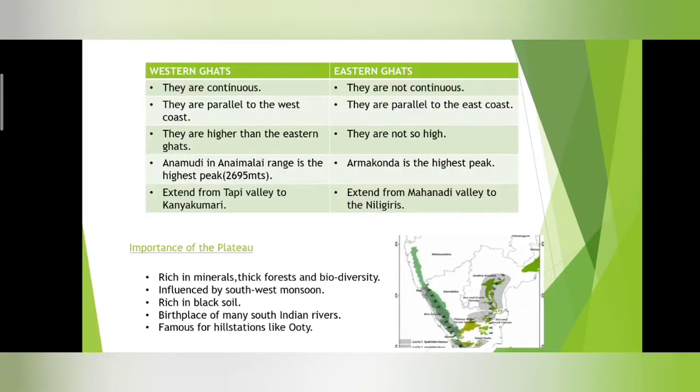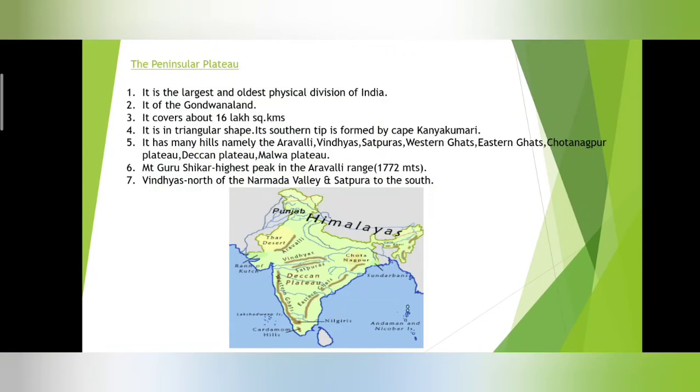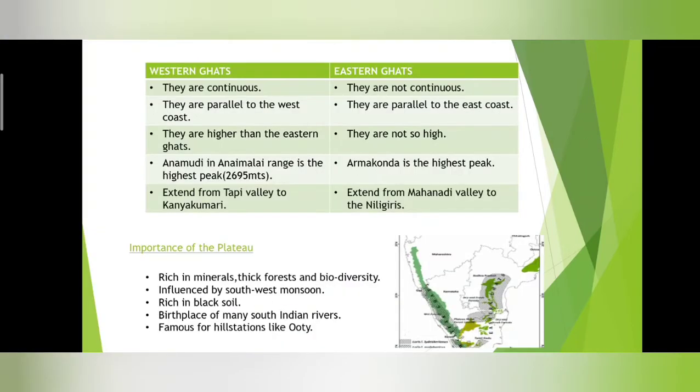So here we have, as we have already seen, the Western Ghats and the Eastern Ghats in the peninsular plateau. Let us see what is the difference between the Western Ghats and the Eastern Ghats. So the Western Ghats, if you see, are continuous. See, there is no gap. They are continuous.